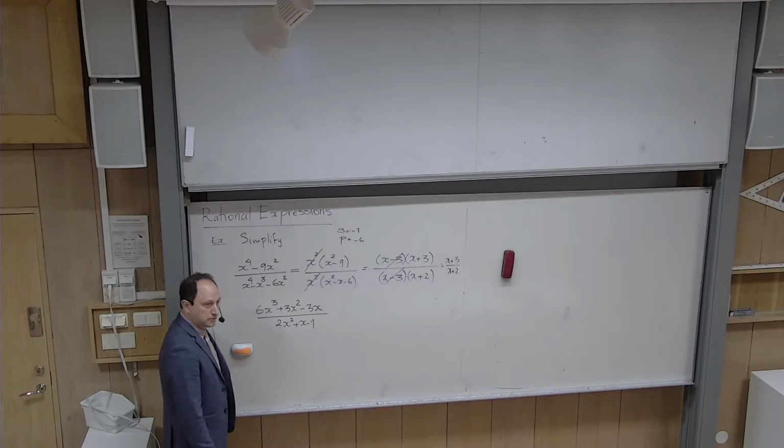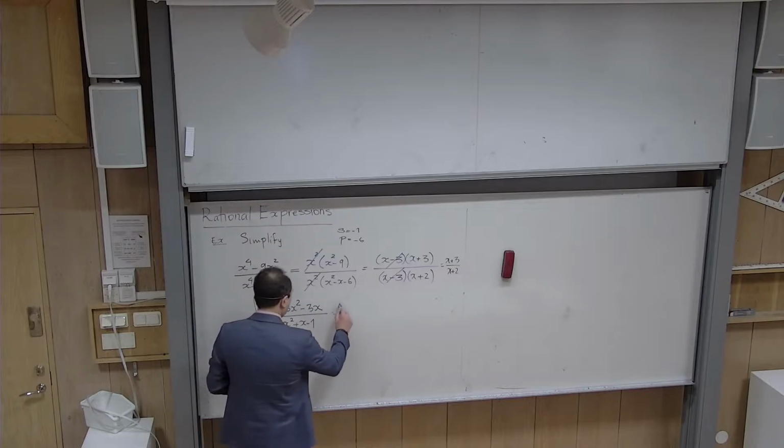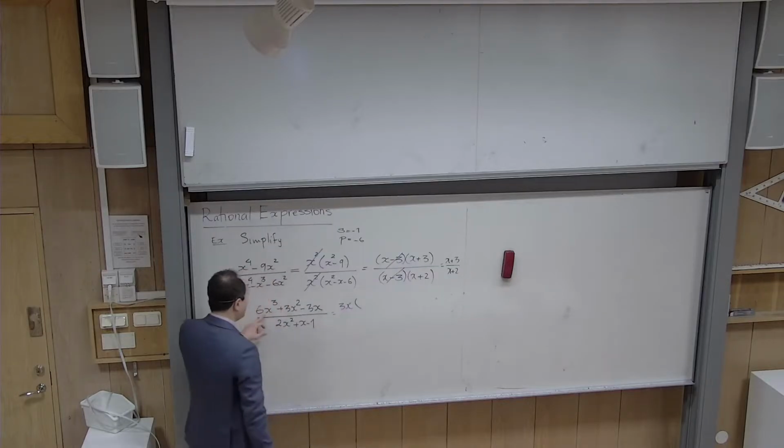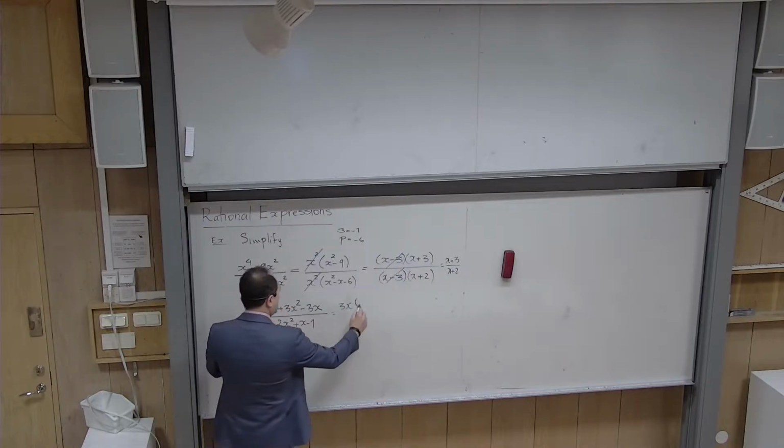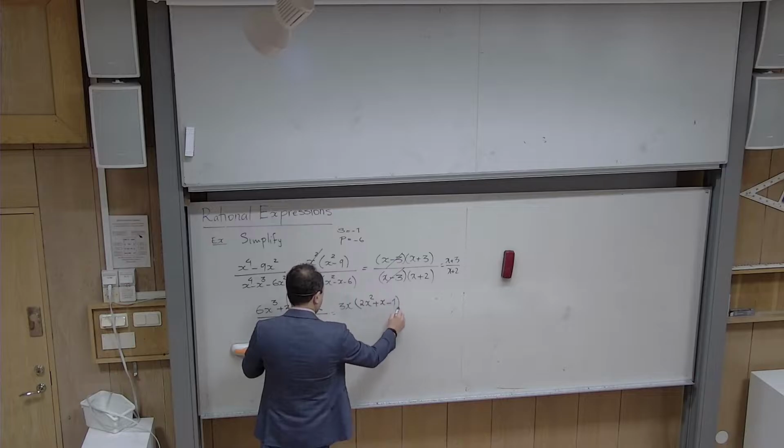What should I do? Yes? Yeah, because you see 3x is in common to all of them. I told you this always has the priority. So this becomes 3x. And what is left from here is 2x squared because I divide it in my head. This becomes x. And then this becomes minus 1.